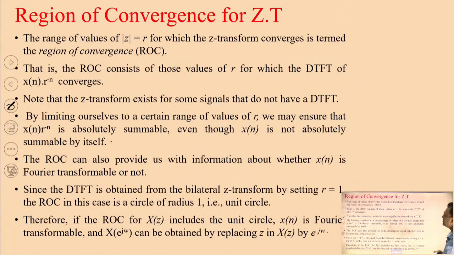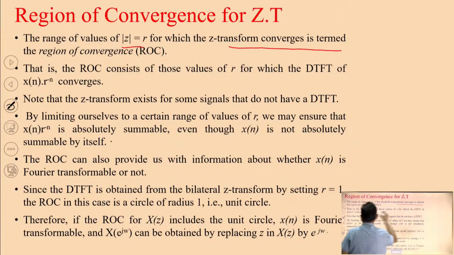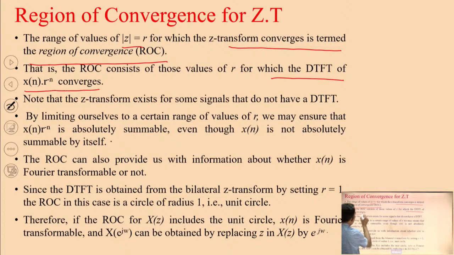Now the region of convergence: the range of values of mod z equals r for which the z-transform converges is termed the region of convergence, which I have already explained. That is, the ROC consists of those values of r for which the DTFT of x[n] times r to the power minus n converges. Note that the z-transform exists for some signals that do not have a DTFT. Why? Because rather than taking x[n], this time we are taking x[n] times r to the power minus n.